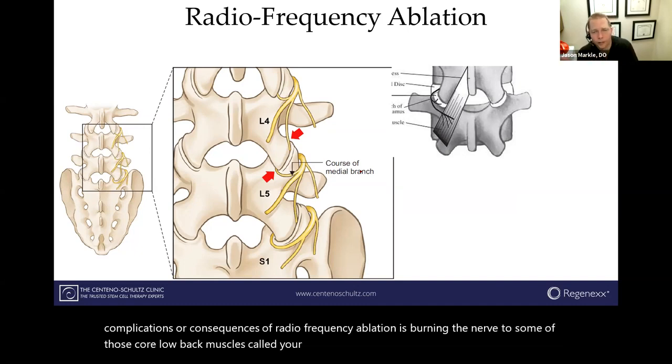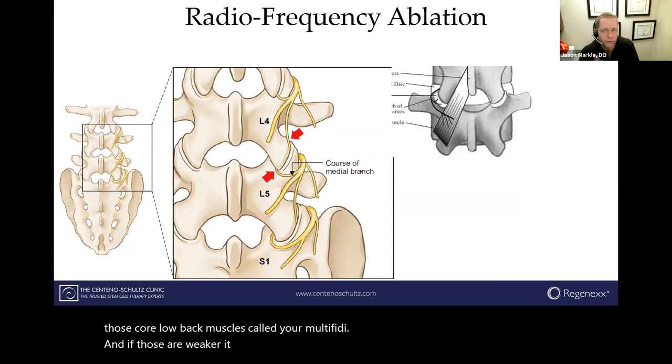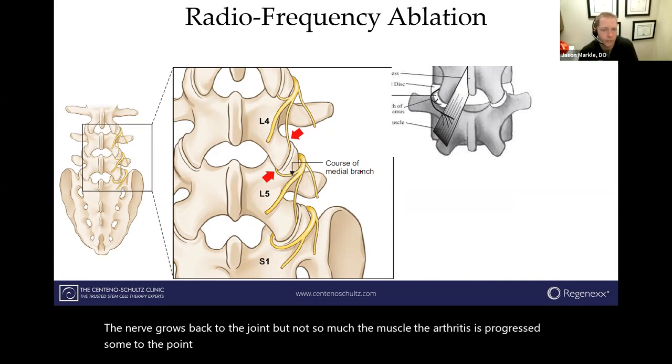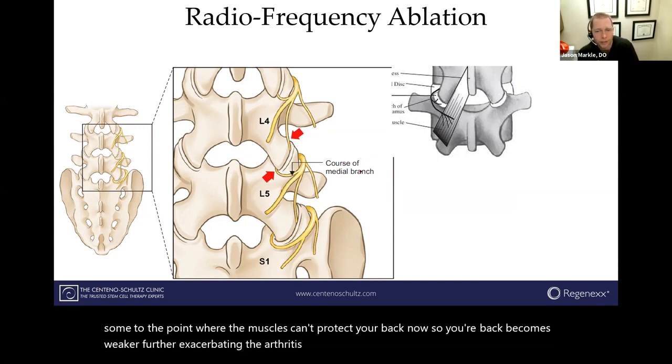And if those are weaker, it goes down that rabbit hole where the nerve grows back to the joint, but not so much to the muscle. The arthritis has progressed to the point where the muscles can't protect your back now. So your back becomes weaker, further exacerbating the arthritis, and eventually sometimes the nerve ablation stops working.